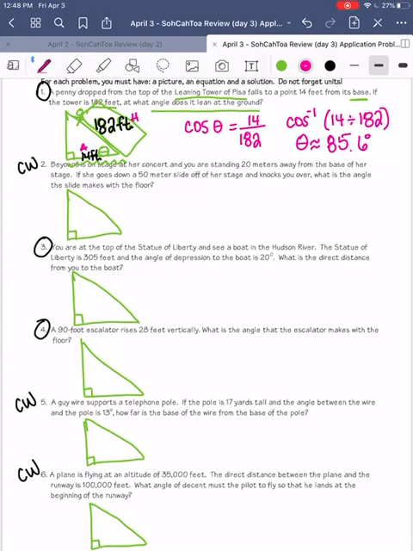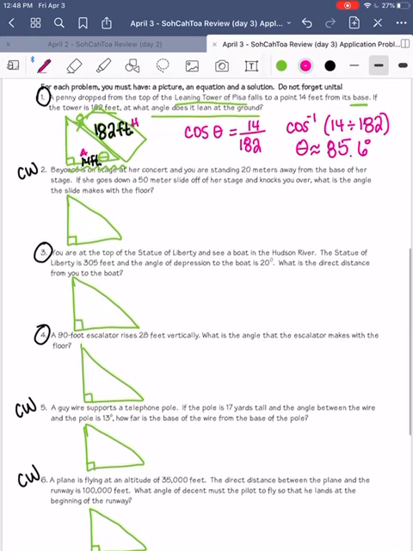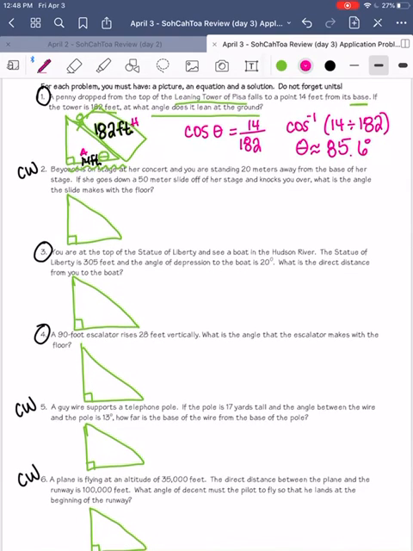85.6 degrees. Okay, it doesn't say in the directions how much to round to. We'll just keep going to the tenths. We do want units though. That's really sloppy. Sorry, let me try that again. 85.6 degrees. Okay. All right.